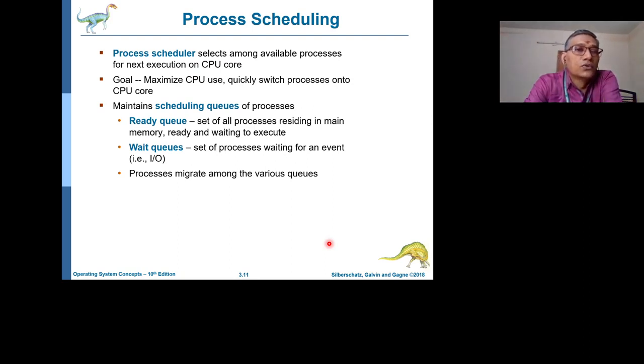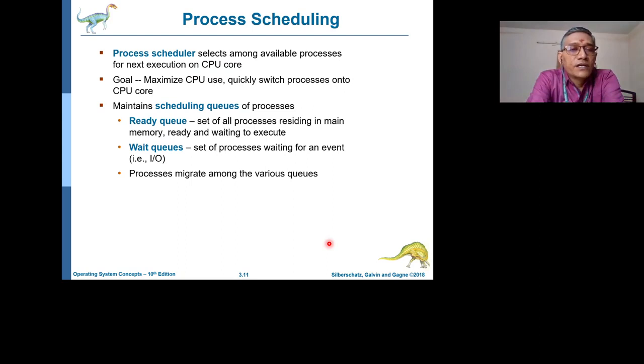Now what should the goal of the scheduler be? The goal of the scheduler should be to maximize the CPU utilization. As quickly as possible, the CPU should switch from one process to the next process, so that the corresponding execution throughput is increased. Throughput is the maximum number of instructions executed per unit of time.